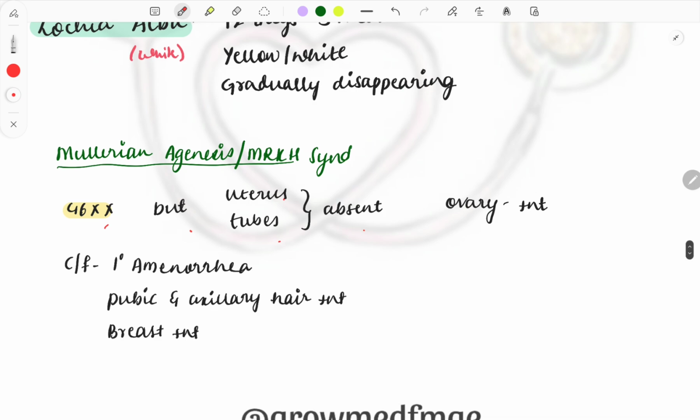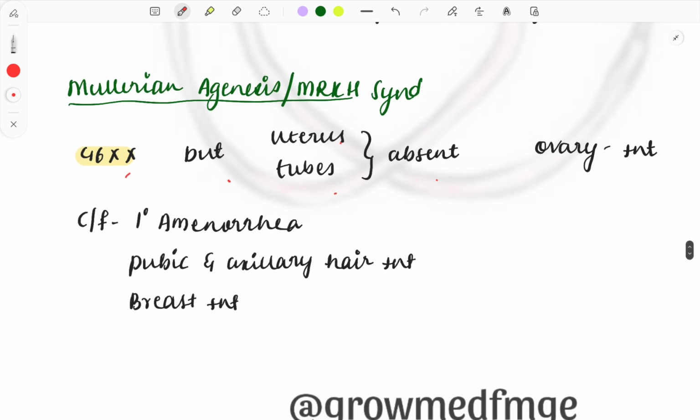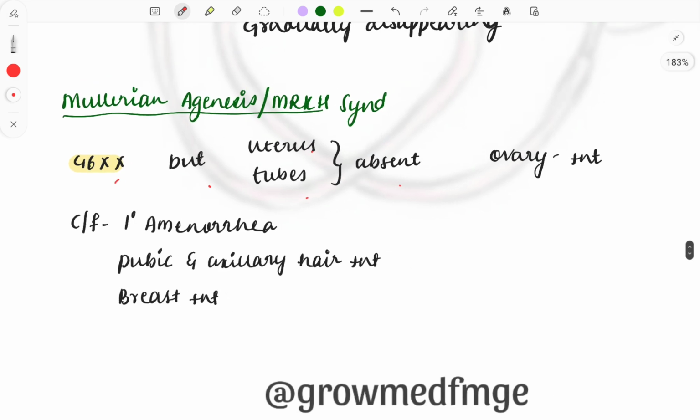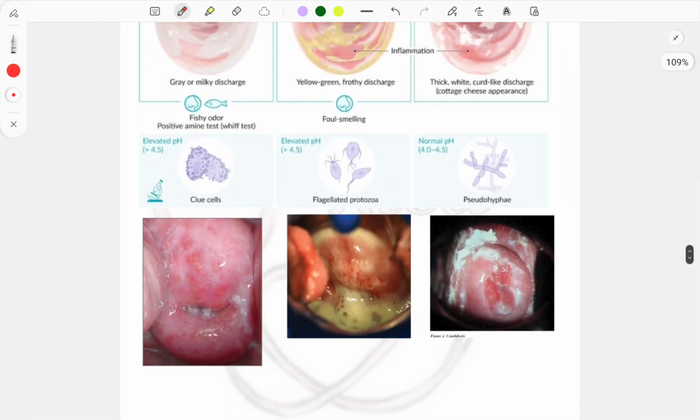And the features will be primary amenorrhea, axillary and pubic hair are present, and breasts are also present, but only the uterus and the fallopian tubes are absent, due to which the patient is complaining of primary amenorrhea. And the age described for this primary amenorrhea will be somewhere between 16 to 17, and sometimes an 18-year-old female can also be described. Then moving on to vaginitis.